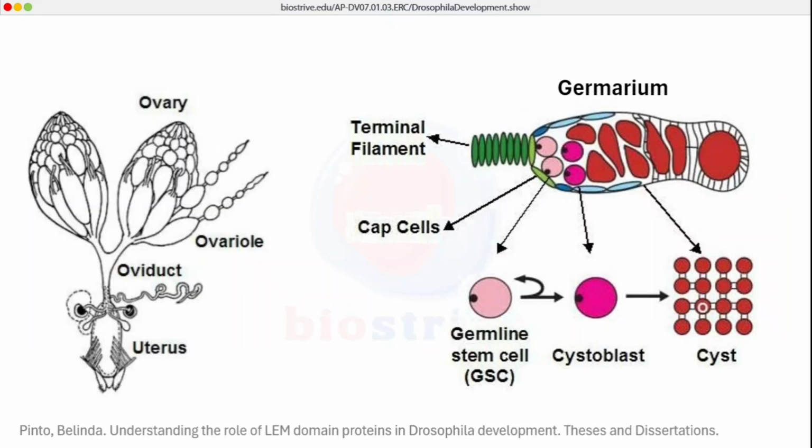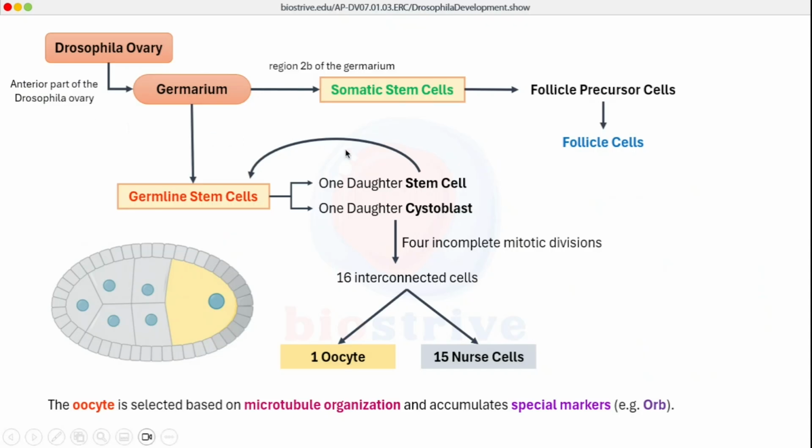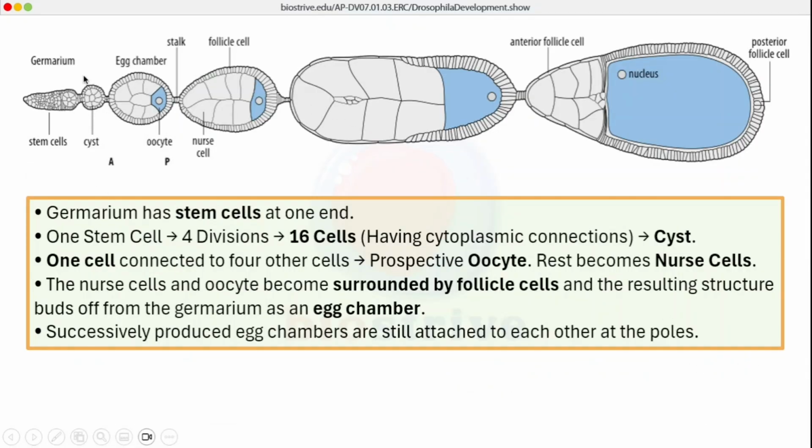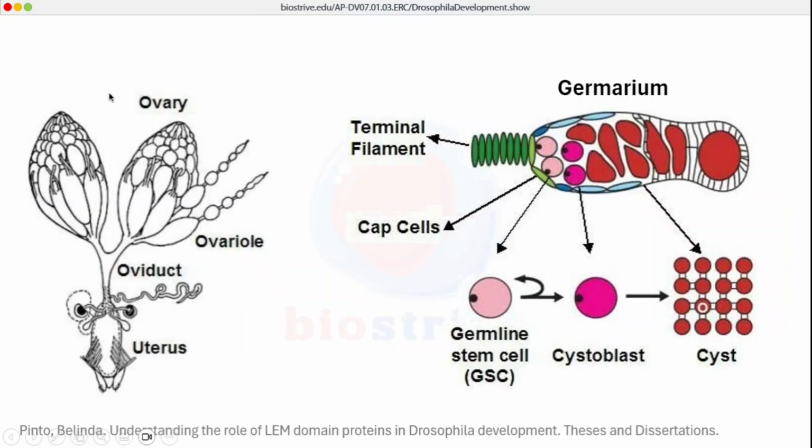So a stem cell will go through four successive divisions, and these are incomplete mitotic divisions, and we will get 16 interconnected cells. These cells are interconnected by cytoplasmic connections, as you can see. Now, this structure in which 16 interconnected cells are present is what we call a cyst. You can see the cyst is this structure right here. Now, out of 16, one cell will be selected as the oocyte and the remaining 15 cells will act as nurse cells. So, how do we select which cell will become the oocyte and which cells will stay as nurse cells?